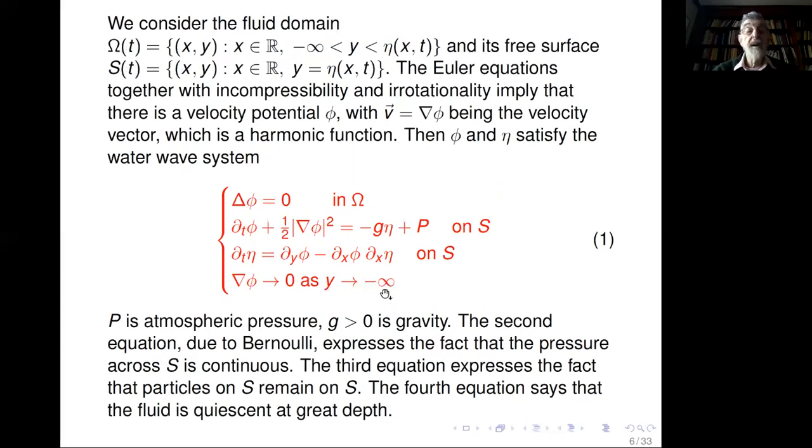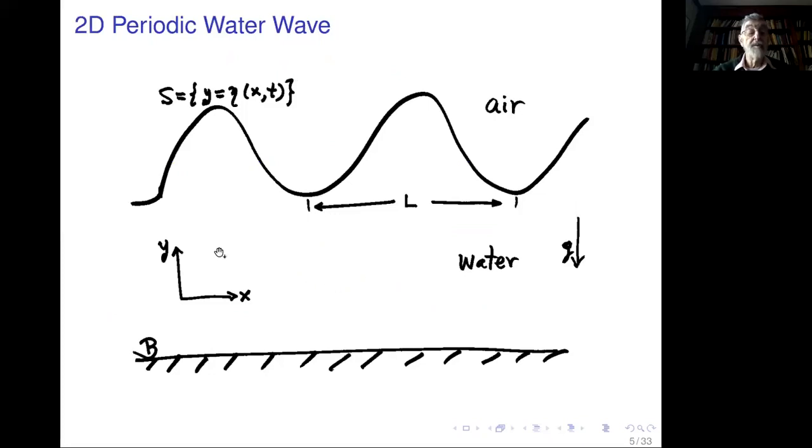So, let me go back for a moment. The notation I'm using is y is vertical, x is horizontal, and the other horizontal variable I ignore entirely. And the surface is given by some graph of the vertical as a function of the horizontal in time, and has a certain period L, and there's gravity. Gravity is the main force. And the bottom, I'm going to be emphasizing the case where this is at infinity depth. Okay, so y is the vertical coordinate.